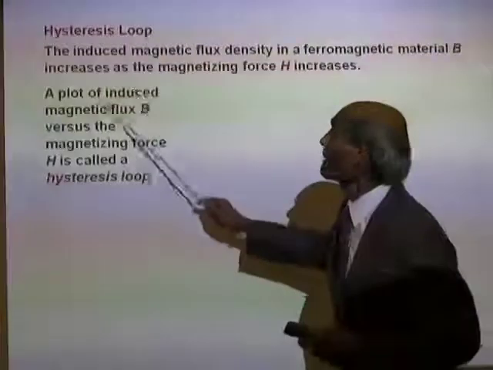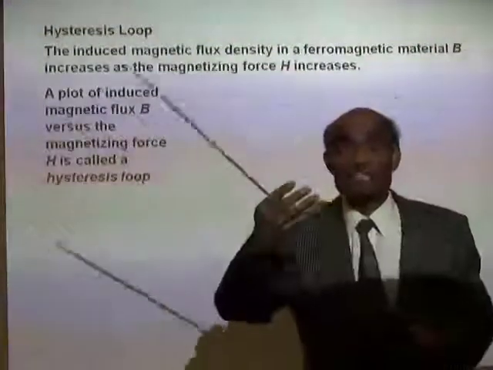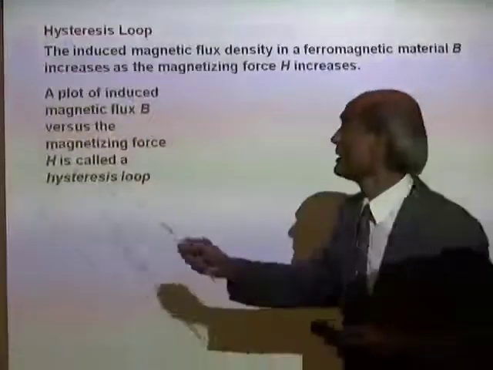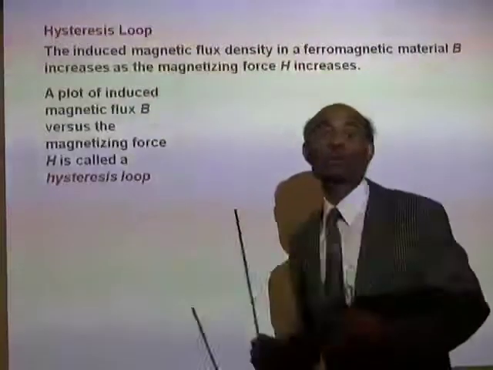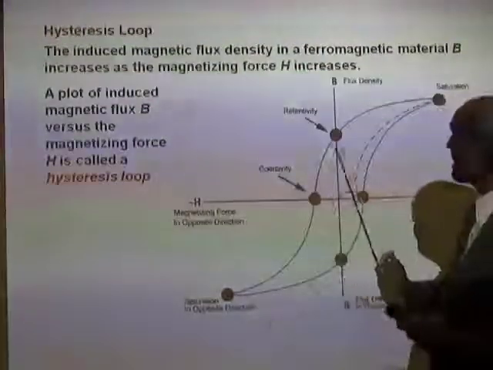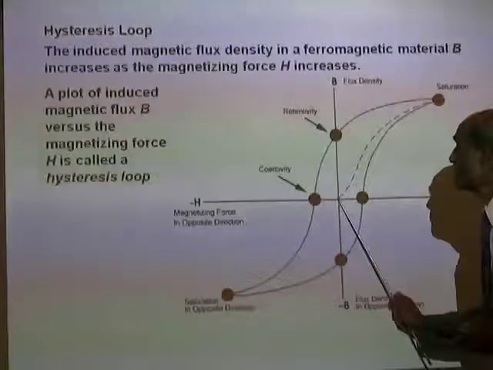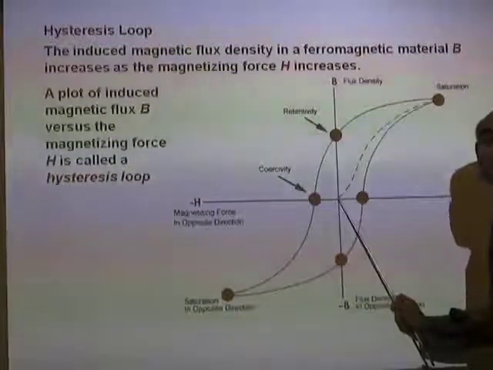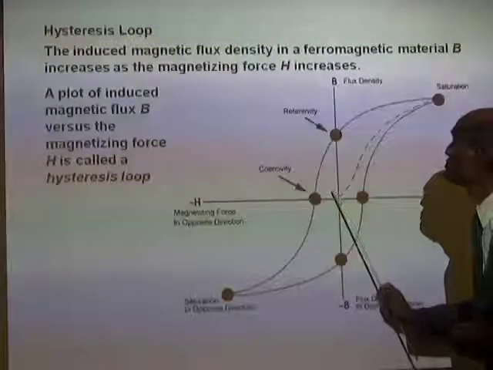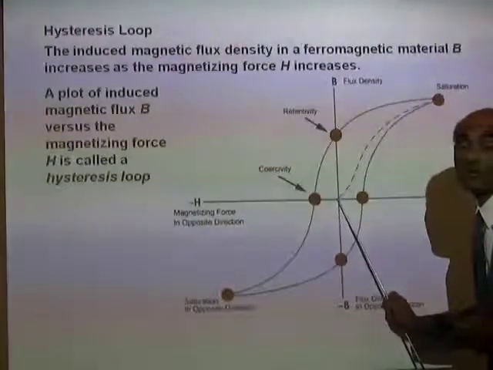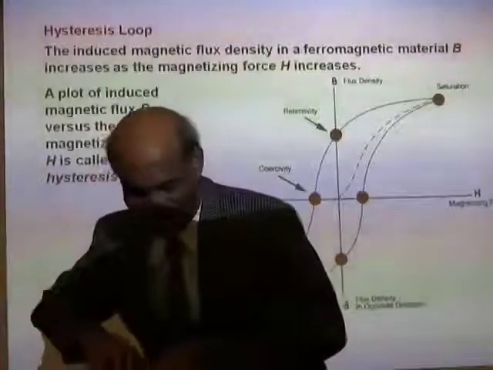Mostly the external magnetizing field is changed by using an electric current. A plot of induced magnetic flux B, the magnetic flux generated in the magnetic material, versus the magnetizing force H is called the hysteresis loop. And here I have a diagram of that. We're going to start here, where the magnetizing force is 0 and the induced magnetic flux also is 0. That's the situation that we started with.